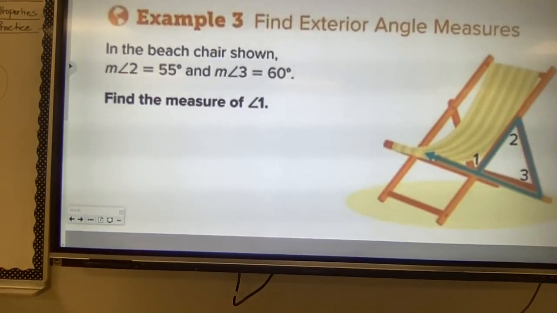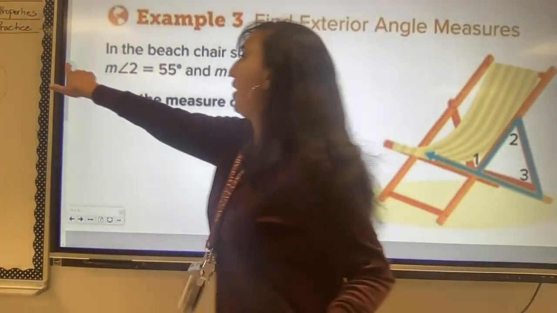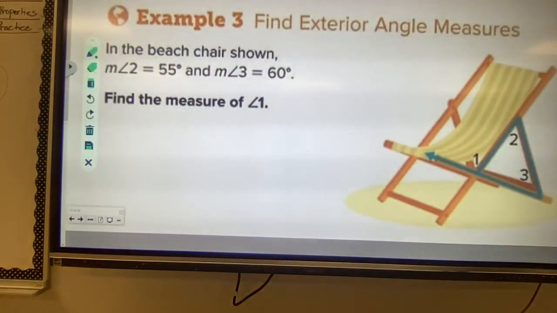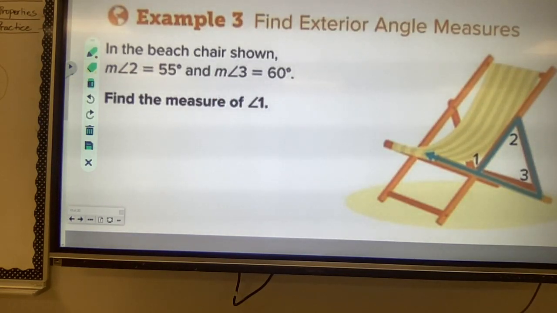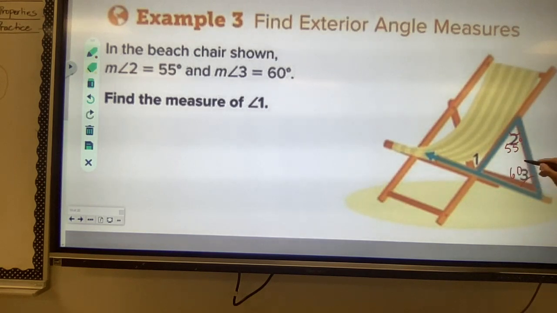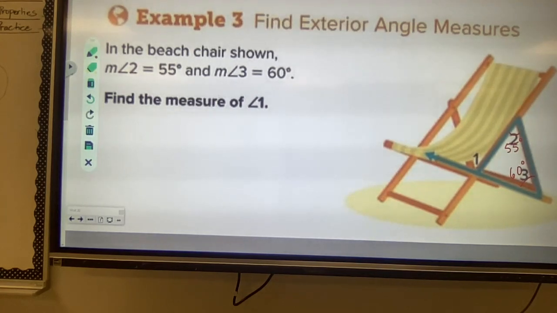Here's my question. In the beach chair shown, the measure of angle 2 is 55. So this one here is 55 degrees. And angle 3 is 60 degrees. Find the measure of angle 1. That's literally what I just did.